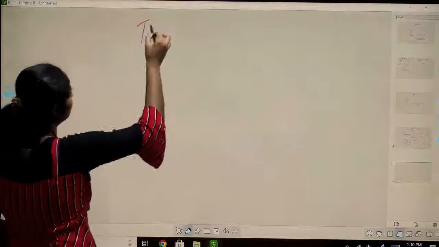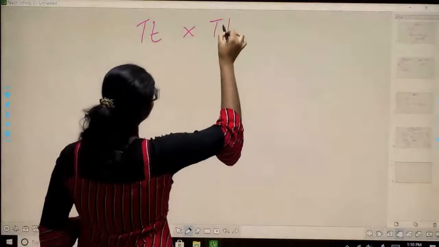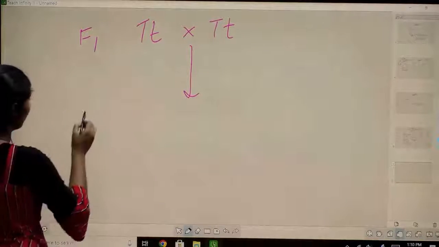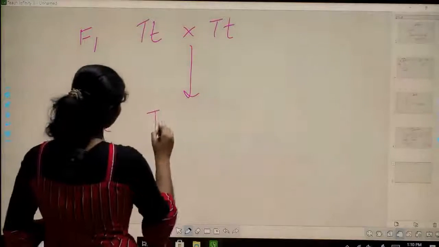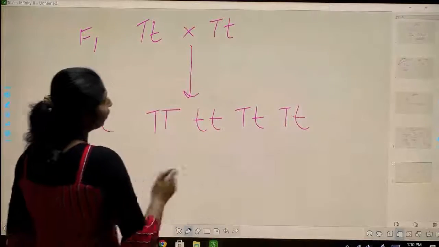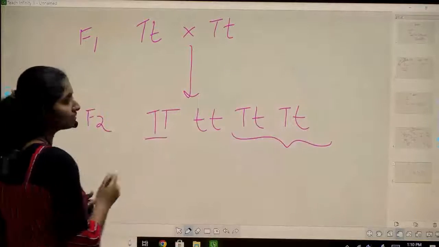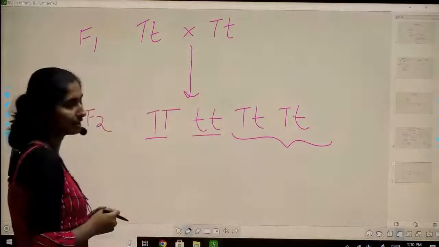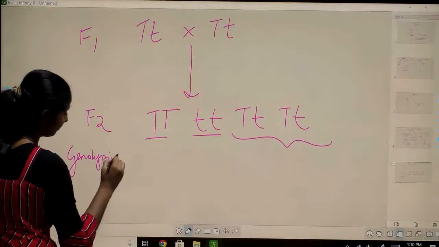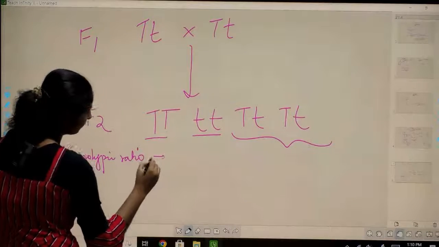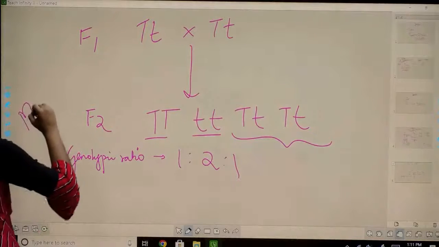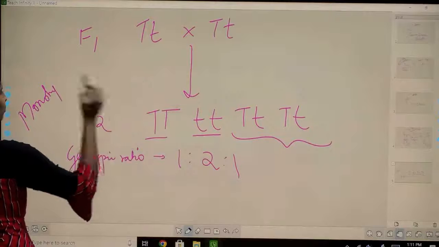Further, when Mendel performed crosses with the F1, he inbred F1. As a result, in the F2 progeny that we got, we got 2 heterozygotes, one homozygous dominant and one homozygous recessive. So the ratio that we are getting, the genotypic ratio, is 1:2:1. The genotypic ratio of monohybrid cross is 1:2:1.